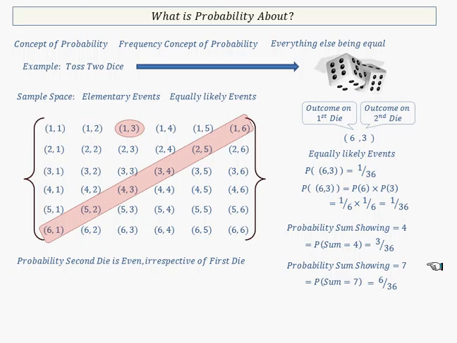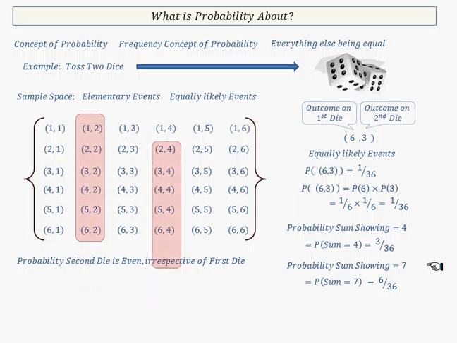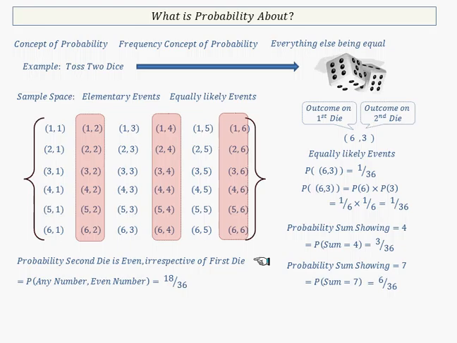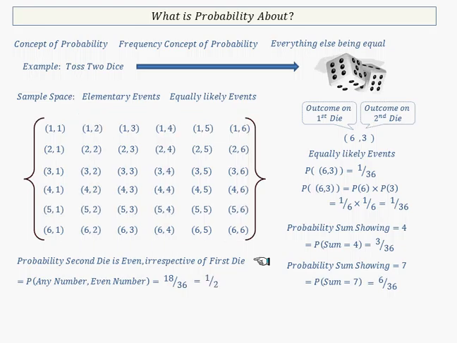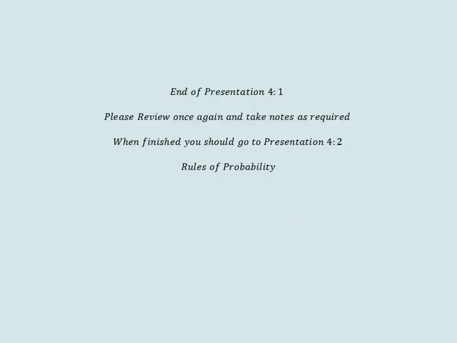And the probability that the second die is even, you can see here, in each of these cases, the second die is an even number. So we have 18 out of 36, or 1/2. And that's the end of presentation 4.1. We ask you to take notes as required and go to section presentation 4.2.